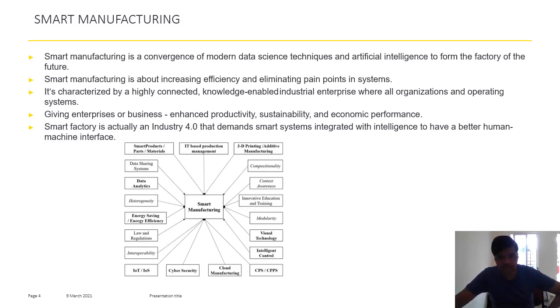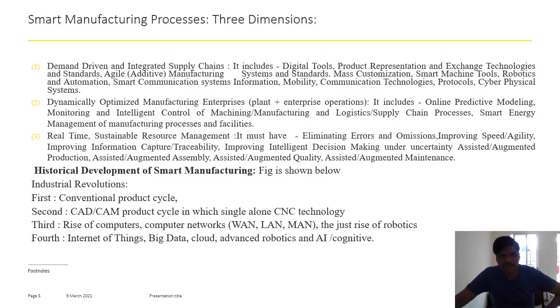The diagram is giving you a clear picture of how smart manufacturing is being kept at the center and how the other respective departments are coming in contact with each other with smart manufacturing, so as to give you the best out of the rest. Then come the three dimensions that are connected to smart manufacturing. The first being the demand driven and integrated supply chain. The second being dynamically optimized manufacturing enterprises, which also include plant plus enterprise operations. Then you have the third dimension being real time and sustainable resource management.